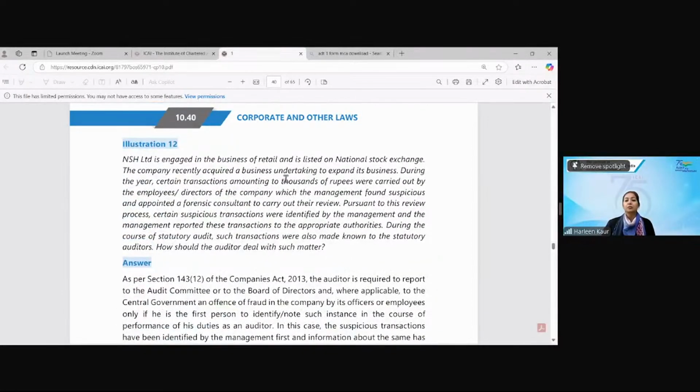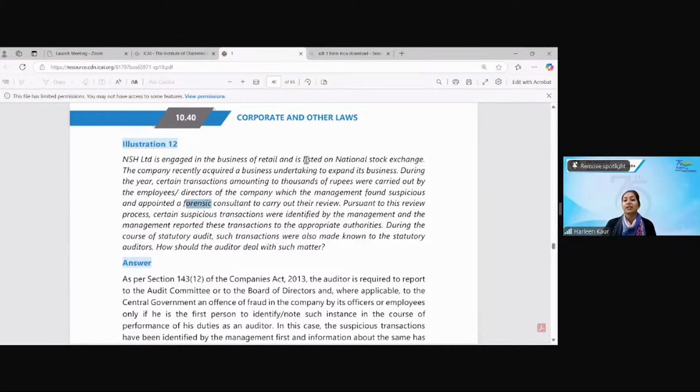NSH Limited, engaged in the business of retail and listed on the National Stock Exchange. The company acquired a business undertaking to expand its business. Transactions of thousands of rupees were carried out by employees and directors, which the management found suspicious and consulted a forensic consultant to carry out the review.